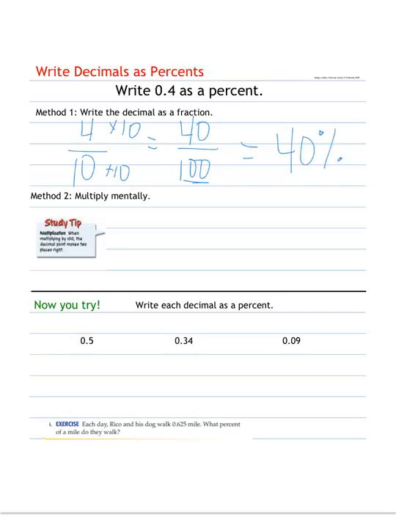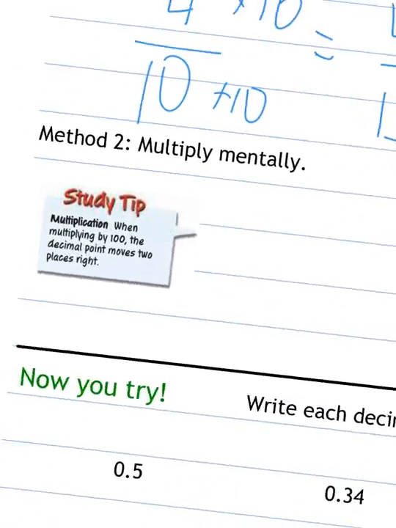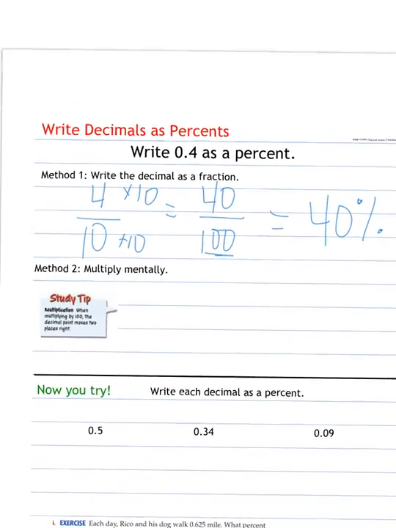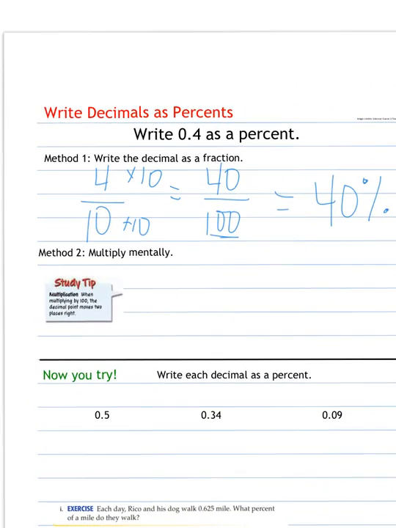The second method is to multiply mentally. So when we were going from a percent to a decimal, we divided by 100. Now this time, since we're turning it into a percent, we multiply by 100. And so when we do that, it is the same thing as moving the decimal spot 2 to the right. So in this case, 4/10, we take our decimal spot, we move it 1, 2 to the right. Again, fill in with zeros in the empty spot, so that will be 40%.